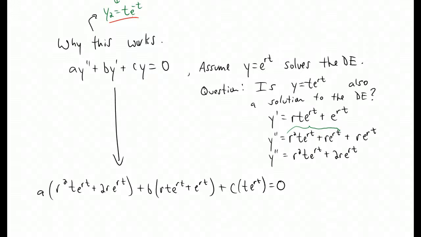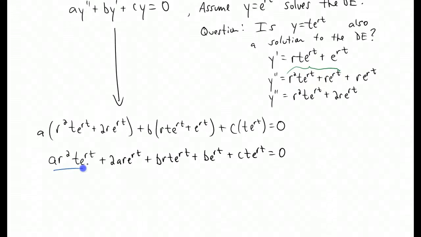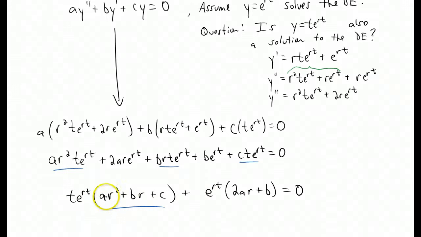And as usual, I'm jumping through this pretty quickly, so you can hit pause whenever you like on your browser. I'm going to group all of the terms that have t e to the rt in them together and group the other terms as well. As you can see, I grouped terms and factored out a t e to the rt from those blue terms, and from these green terms I factored an e to the rt out.